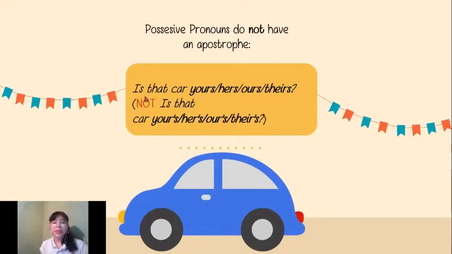So for example, if a person asks, is that car yours? Is that car hers? Is that car ours? Is that car theirs? It is correct to use it like this. We are not going to use an apostrophe, for example, in this case, is that car yours with an apostrophe? Is that car hers with an apostrophe? No apostrophe in possessive pronouns. Possessive pronouns just use the S at the end, but they don't use an apostrophe.